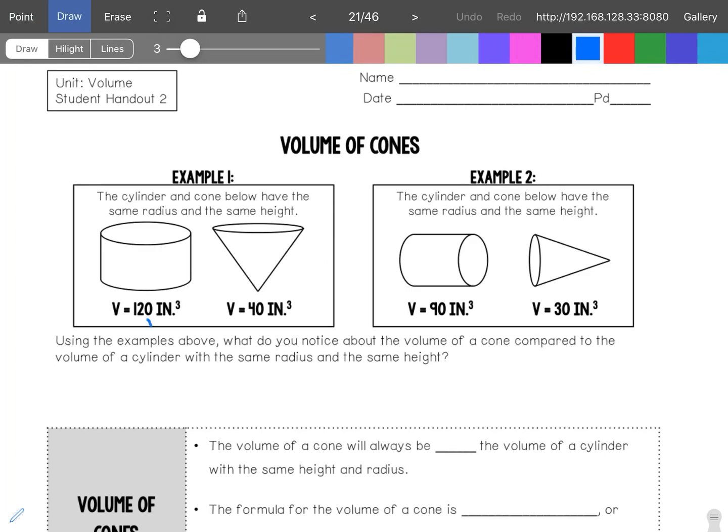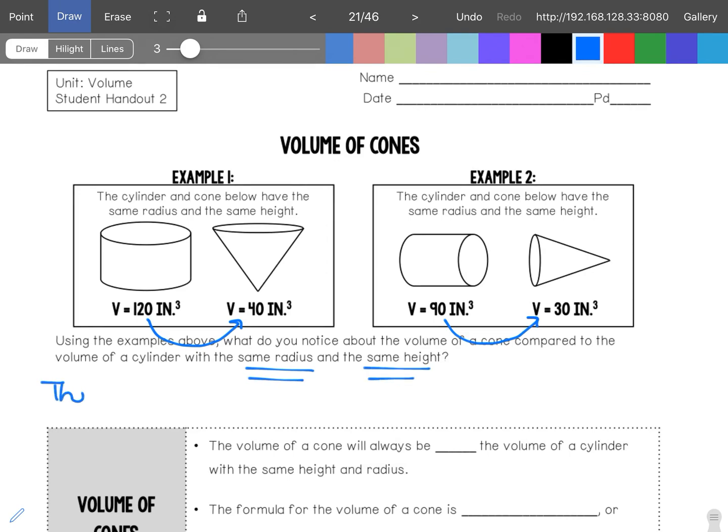If you notice that we're dividing by 3, you would be correct. So the volume of a cone is 1/3 of the volume of a cylinder. So what do you notice about the volume compared from a cone to a cylinder? And that's only if they have the same radius and the same height.